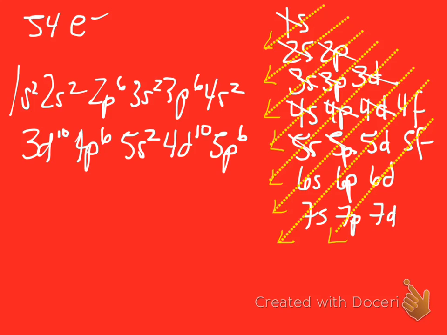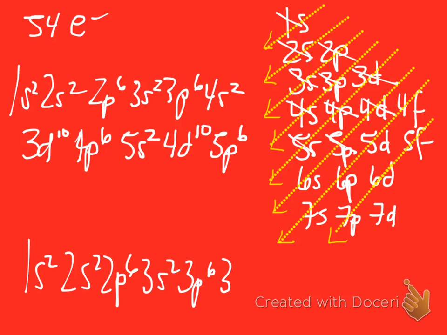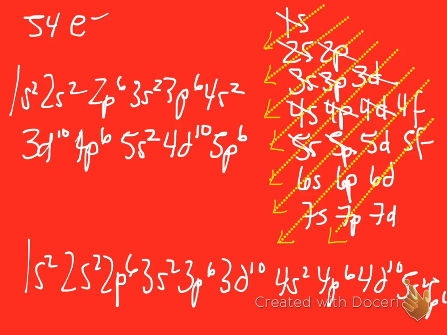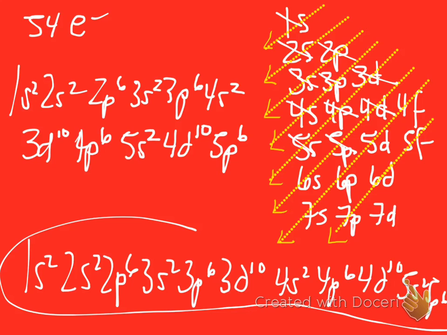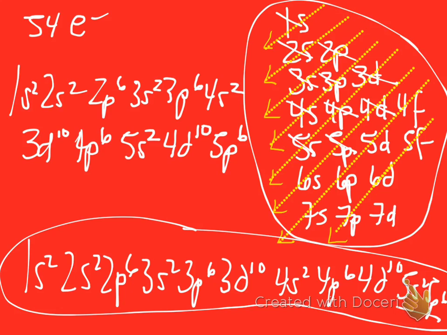Now, to make this answer correct, you should reorder them. So 1s2, 2s2, 2p6, 3s2, 3p6, 3d10, 4s2, 4p6, 4d10, 5s2, 5p6. Okay? So you should make sure that those are in the correct order. Because again, remember, that gives you a clue as to what's the highest occupied main energy level in this thing, which is the 5th.